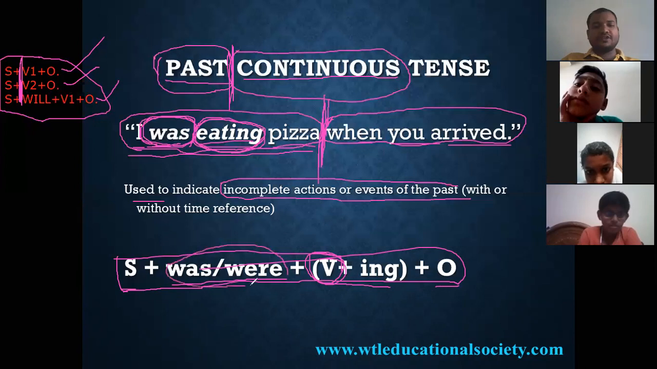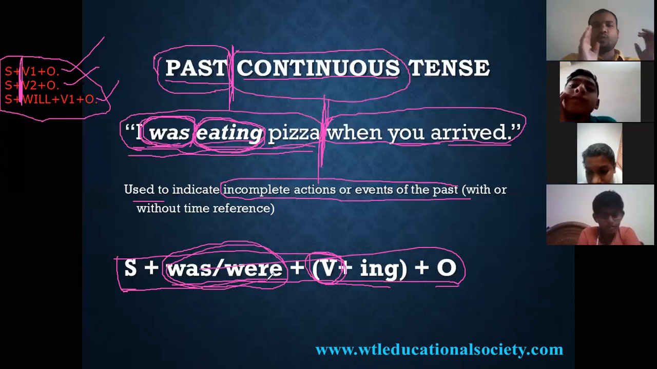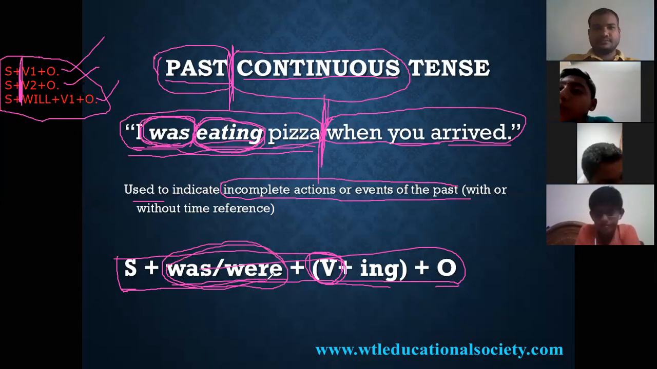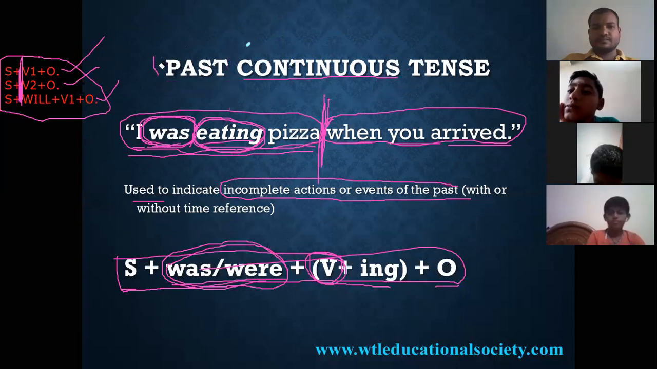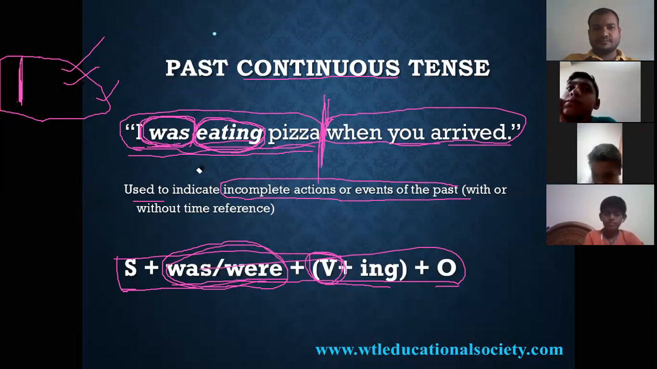But in all continuous tenses, you will be able to identify the helping verbs: was, were, am, is, or are. In the future, will or shall. Is it clear to you all? Yes, sir.